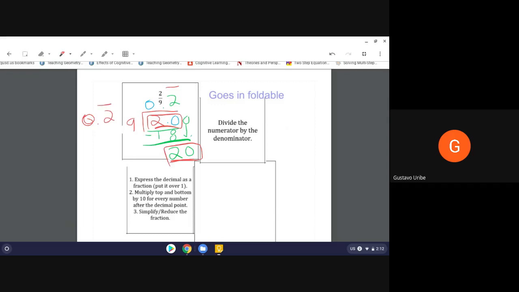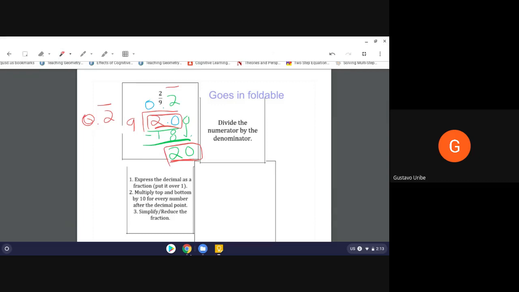So inside your foldable, just go ahead and write this example. If you need to, you can pause it and rewind it so you can see what I did. If you have any questions, let me know. But this 2 fell. It's like you tip this fraction over, and the 2 goes inside the long division house when you are repeating. This is a repeating decimal, so this line goes over it.